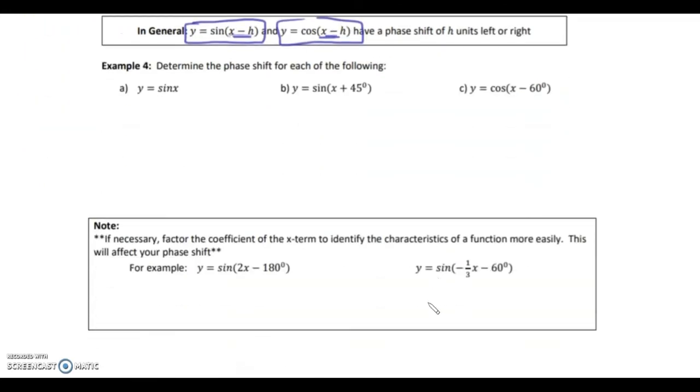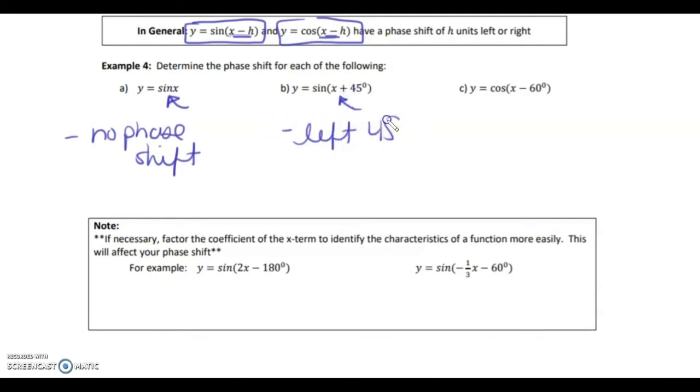Okay, example 4, determine the phase shifts of each of the following. A, that's the original, y equals sine x, no phase shift. Y equals sine (x plus 45). Because it looks positive, this is actually going to go to the left 45 degrees. And y equals cos (x minus 60). Because this looks like a minus, it's actually going to the right 60 degrees.